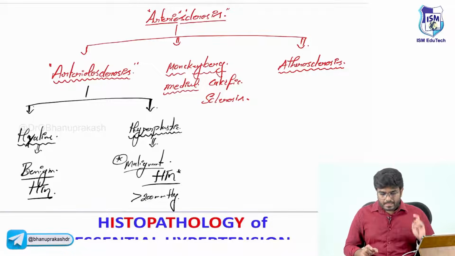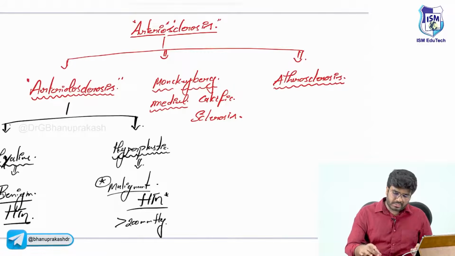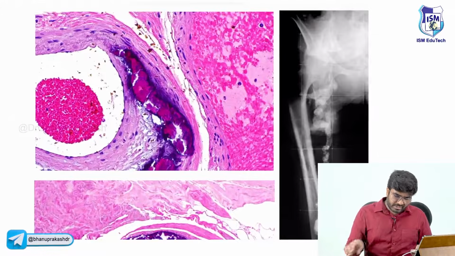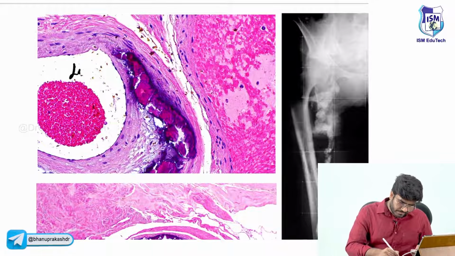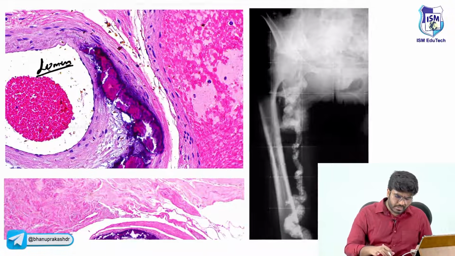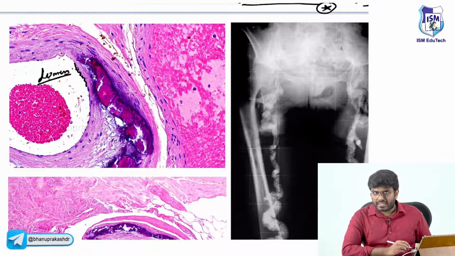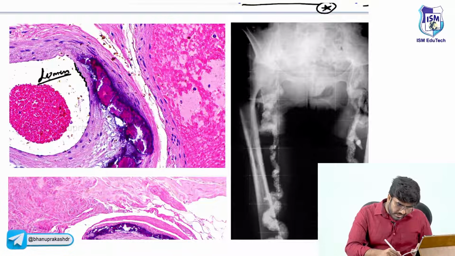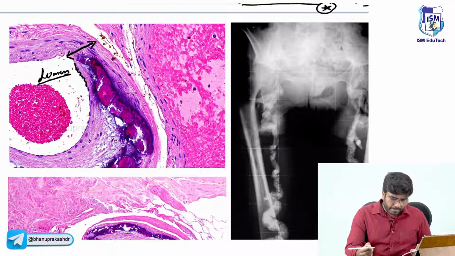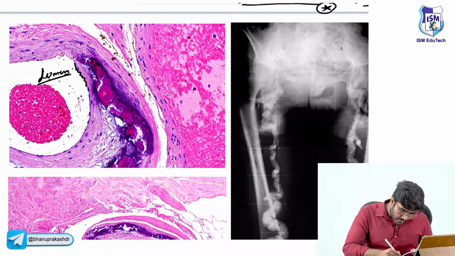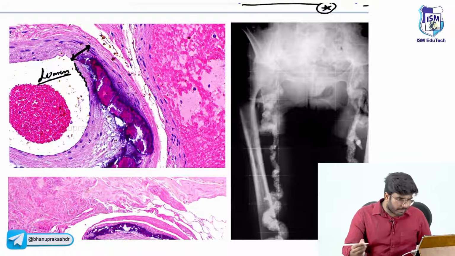Done. Next, the second type is Monckeberg's medial calcific sclerosis. Look here. This is the blood vessel. This is the lumen. The innermost layer is the tunica intima. What is this layer? The tunica media. So this layer, let me highlight, is the tunica media.